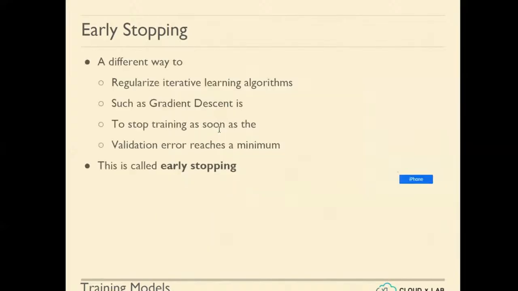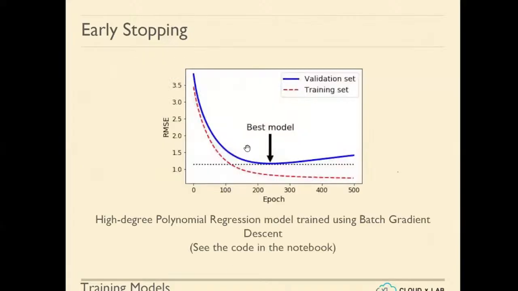Yes. So early stopping is a different way to regularize an iterative learning algorithm such as gradient descent. And as I said, we will stop early if we are using the early stopping method, right? So this is the best model. Okay, so now let me ask one question. How can we calculate, how can we obtain this best model?